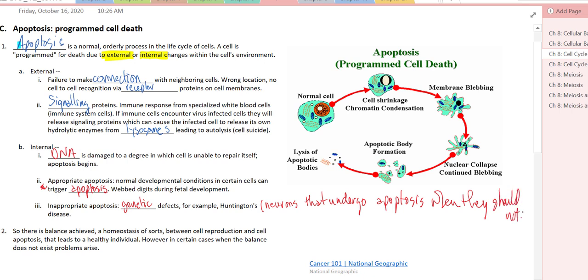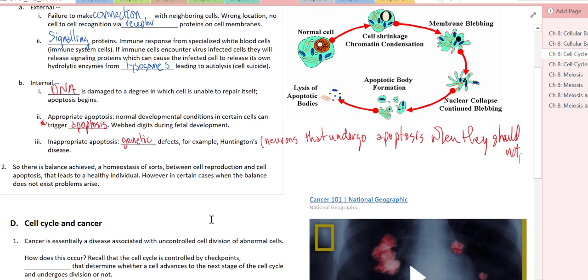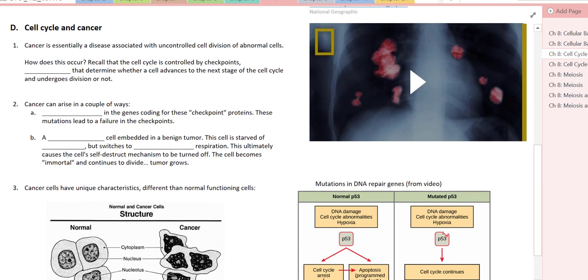Okay, so ultimately in the process of the cell cycle, cells growing, carrying out normal functions, undergoing cell division, and this life cycle of apoptosis being part of that process, and cell death, there's this balance of sorts, right? A homeostasis between cell reproduction and cell apoptosis that leads to a healthy individual. And in some cases, the balance doesn't exist and problems arise. And that ultimately is the case with cancer. So I'll stop there, and that will be our next video.